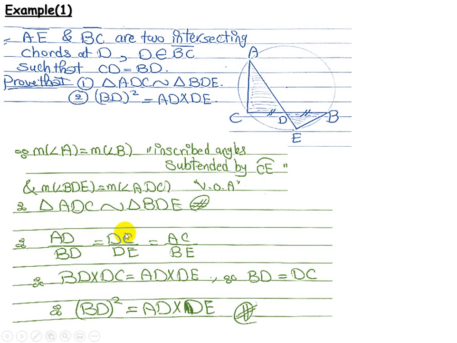Take DC over DE and AD over BD, making cross multiplication. So BD times DC equals AD times DE. And since BD and DC are equal, given, I replace them and write instead of them BD squared. So BD squared equals AD times DE.